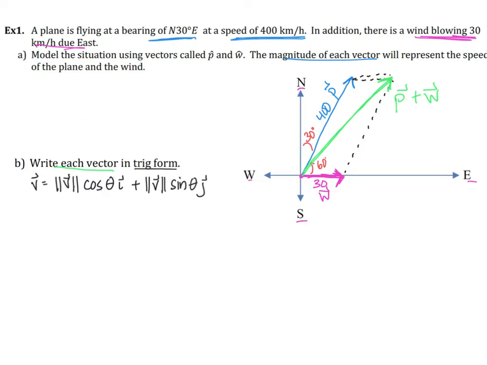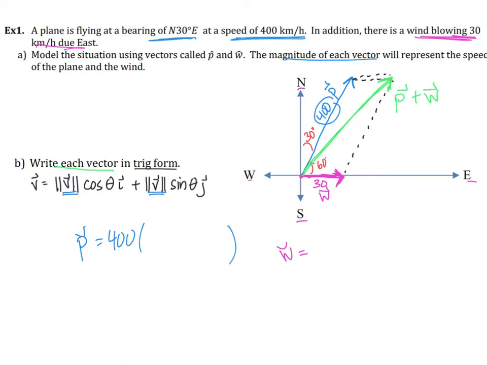So we're going to have a vector for the plane, and we're going to have a vector for the wind. You can pause and try that on your own, or you can do it together. One of the easy ways to do this is, because you have the magnitude for each of these, we could factor that magnitude out. So the magnitude for the plane is 400.